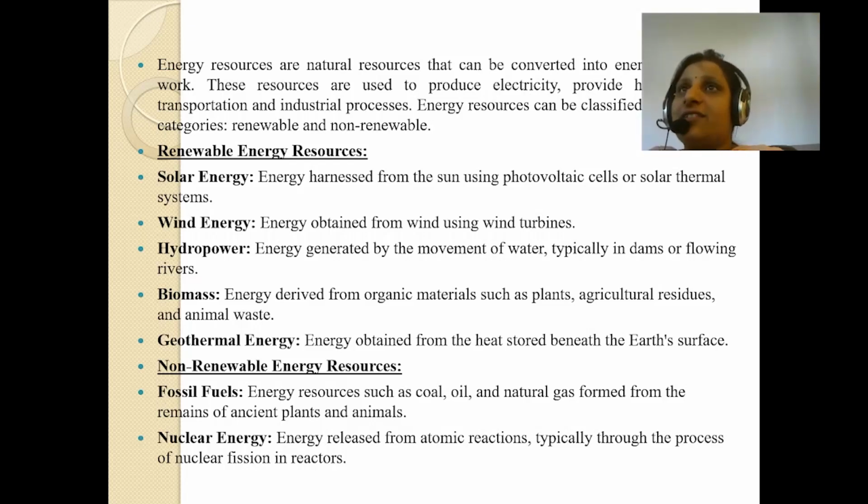So these are classified into two categories. Non-renewable energy sources means they can't change their form. They have to be used in the same way. Energy sources such as coal, oil, natural gas are formed from the remains of ancient plants and animals. So these are the non-renewable energy sources. Nuclear energy, that is the energy released from atomic reactions, typically through the process of nuclear fission in reactors.